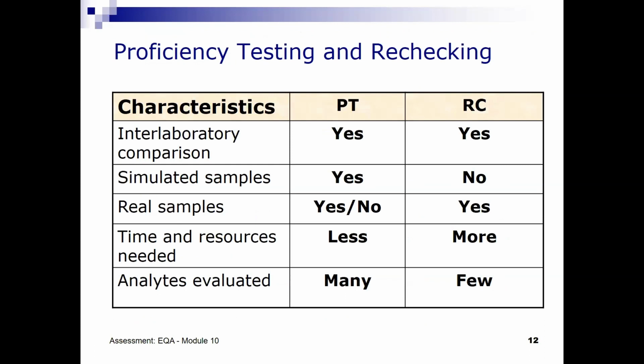This table is talking about that very issue, comparing proficiency testing to rechecking. It starts with interlaboratory comparison and so forth. But if you go close to the bottom of the slide where it says time and resources needed, you can see that a PT system, where you just get samples coming to the lab, requires a lot less time and resources than a rechecking system or on-site visit system. You can also scale more easily. When you look at analytes evaluated, you can analyze many more with a PT system than with a rechecking system. And so this is why PT systems are more common, because they're more scalable and require less time and resources.